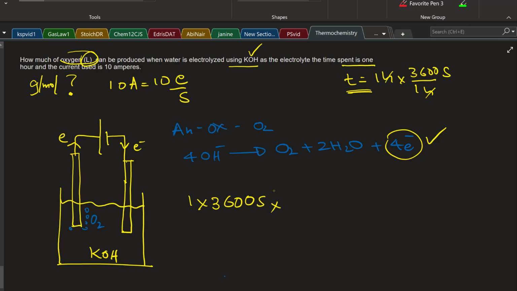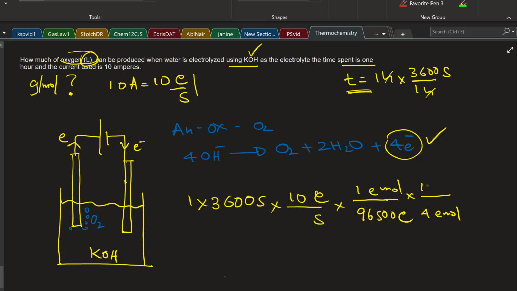Here we go with the time, 3600 seconds. We have 1 hour, which is 3600 seconds. Now 10 coulomb, you can write it as it is, because seconds to seconds should cancel. Now 96,500 coulomb is 1 e-mole. We need 4 e-moles for this balanced reaction. It will give you 1 oxygen mole. So 1 oxygen mole is actually at STP 22.4 liters.